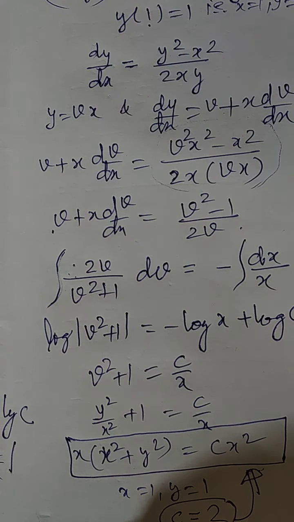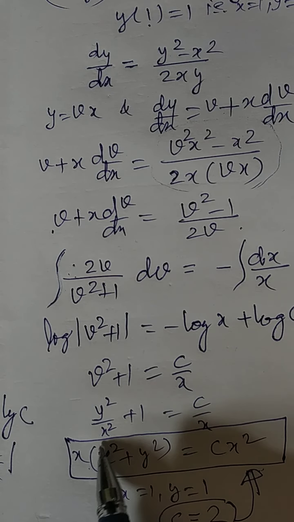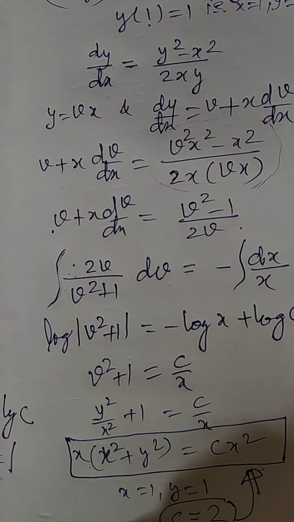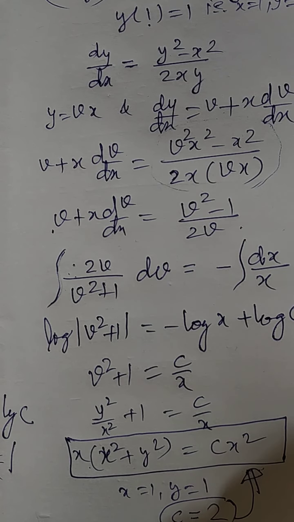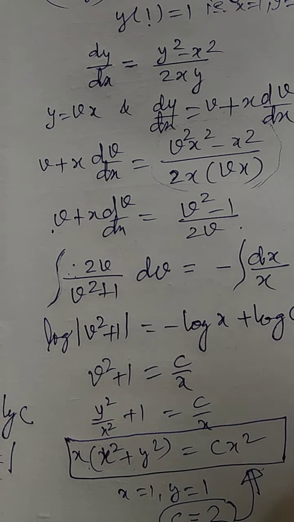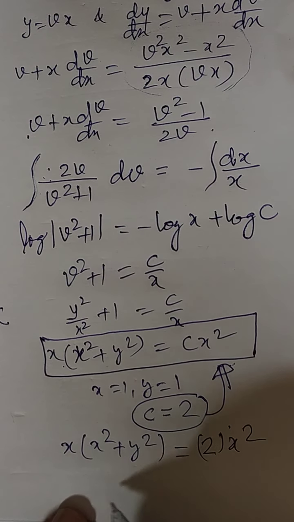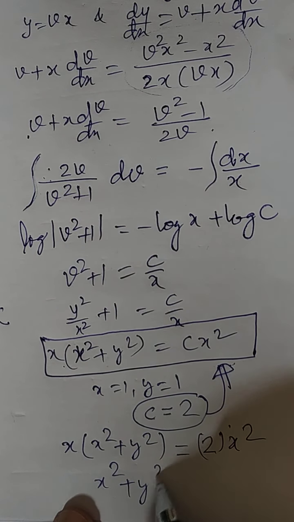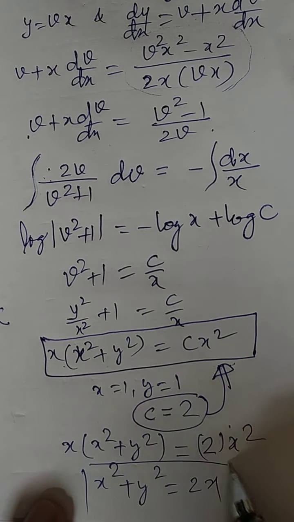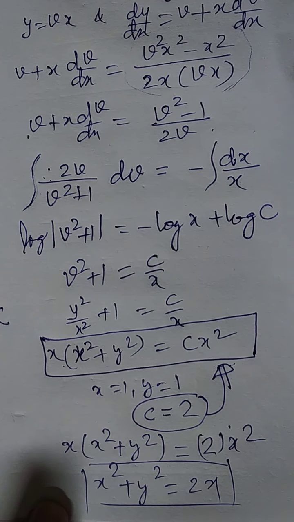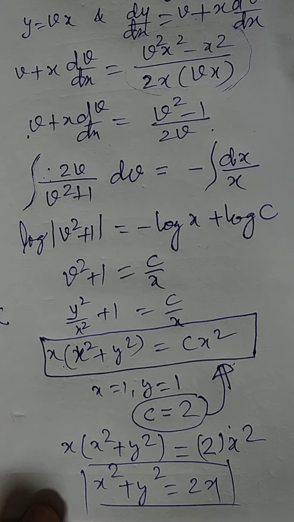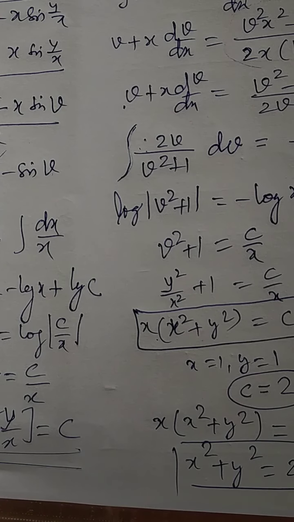nothing but, x you have shifted over here. It will be x times x square plus y square, and this will be equal to 2 square. 2 is the value of c, and it is nothing but x square. x square you can also cancel from both sides. If you cancel x on both sides, you will get x square plus y square equal to 2x. That is nothing but the particular solution of the differential equation. So this is a way of getting the things.